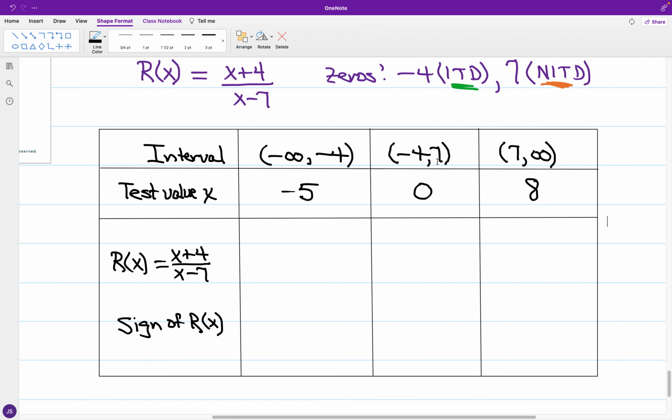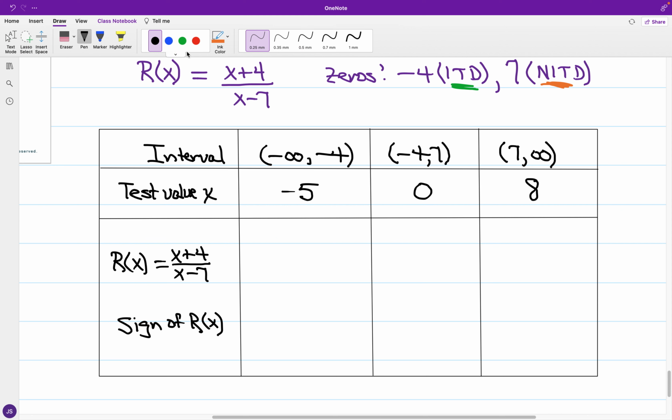All right, so for the selected input values, the outputs: first of all, we have r of -5. So we have -5 plus 4, that is -1, over -5 minus 7, which is -12. And that's going to be a positive 1/12.